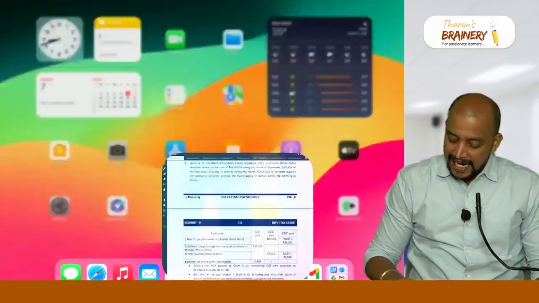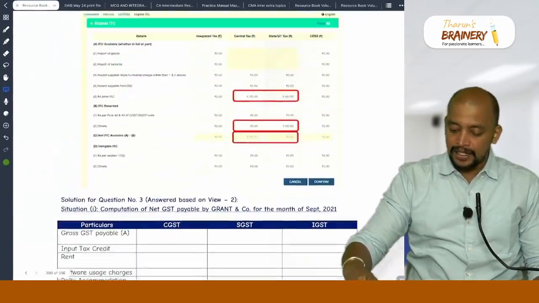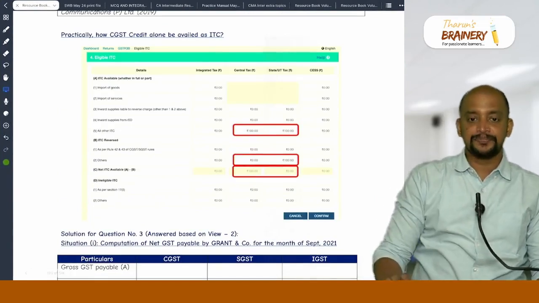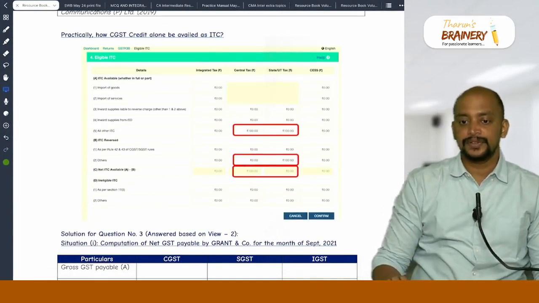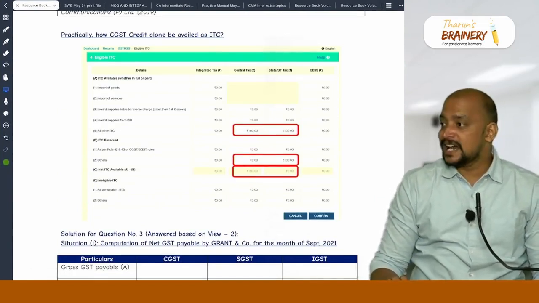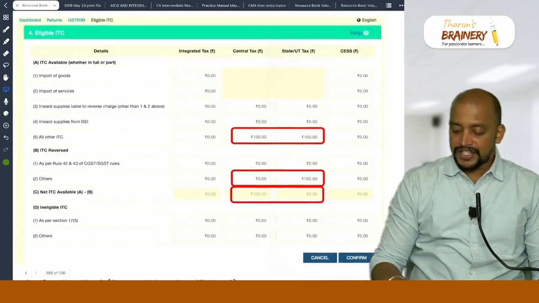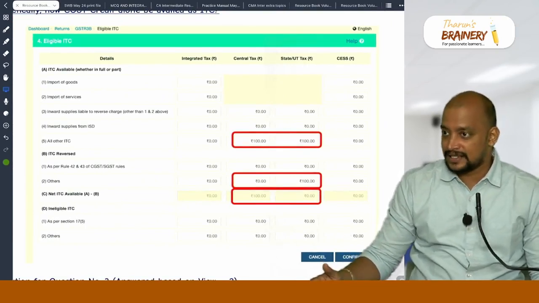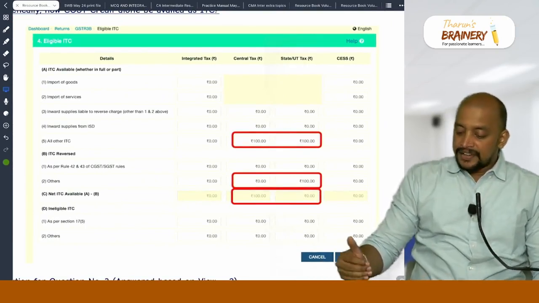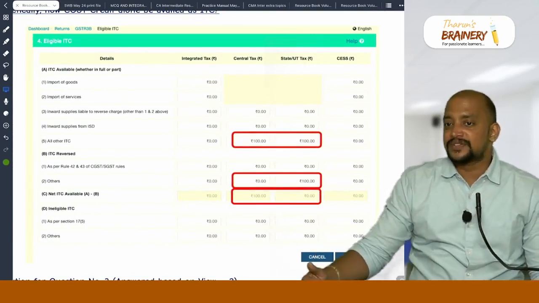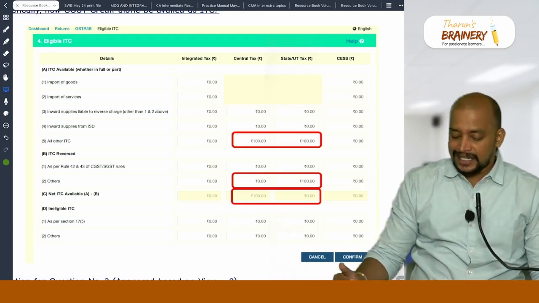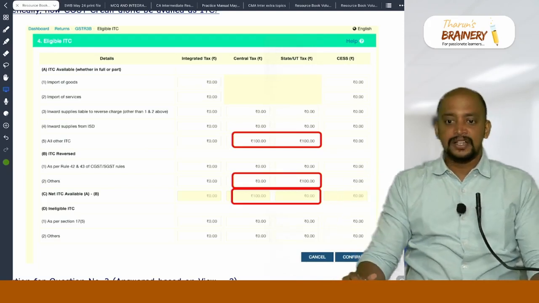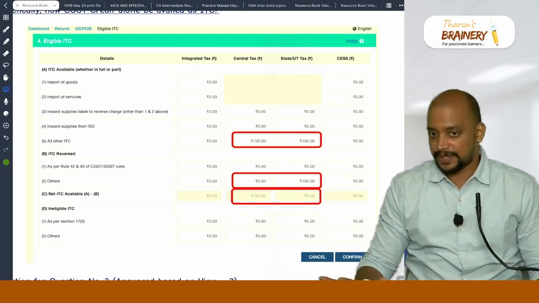I gave that as an example in your book also, in page 386, you see. First we enter 100 rupees in central tax, it will also come in state tax. But in the reversal column, only in state tax we need to enter 100. So the net ITC available will be 100 only in the central tax column. This is for practical purpose.